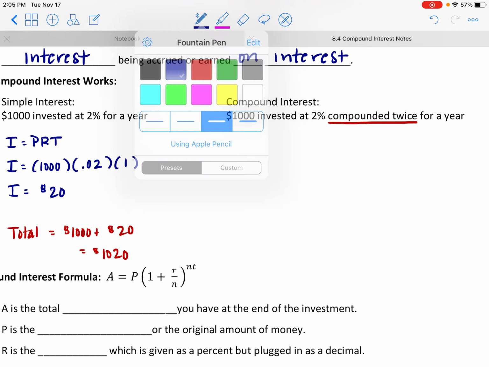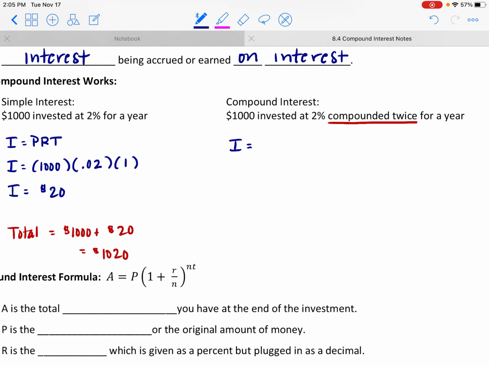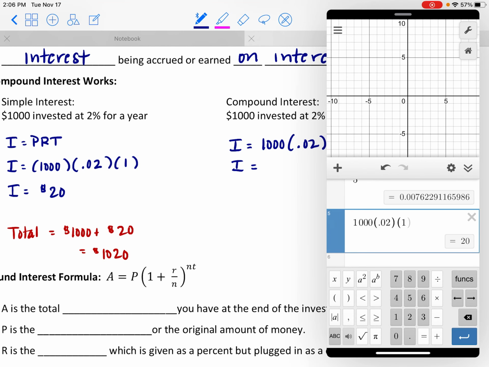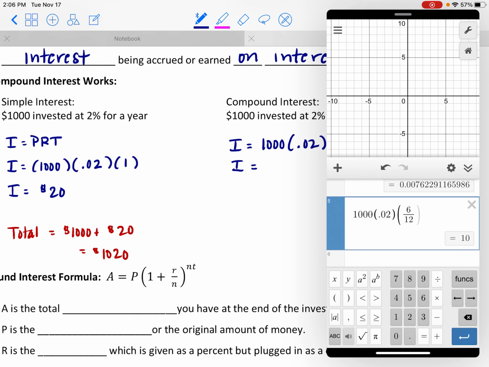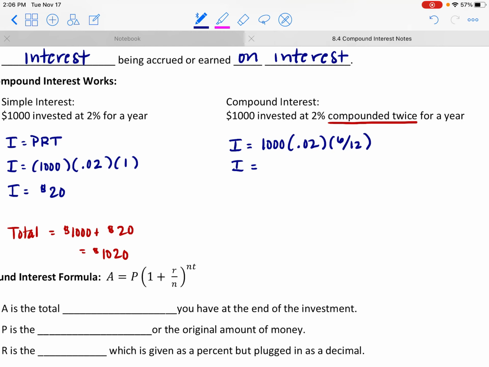So what's going to happen is, again, we have interest equal to our principal times our rate, 0.02 times our time. Now the first time, since we're going to do this twice for the year, it's going to be after 6 months and then after another 6 months. So our time is going to be 6 months. Now remember, that's 6 out of 12 months for the year. So we could put a half there. I'll just keep it as 6/12. And so the interest over the first 6 months, let's go ahead and make this 6 out of 12, is going to be $10, okay, which makes sense, right? That's half of what we had before. So we end up with $10 here.